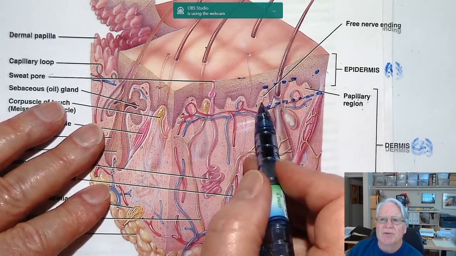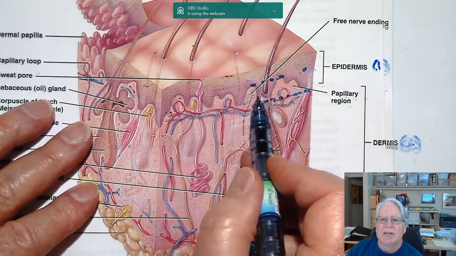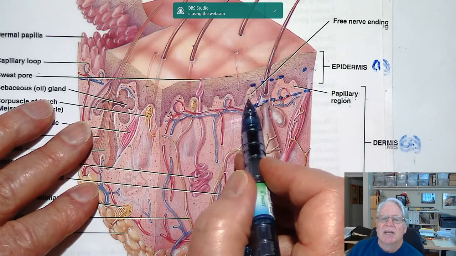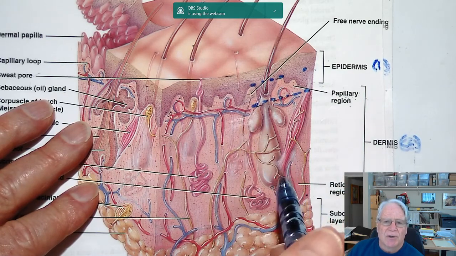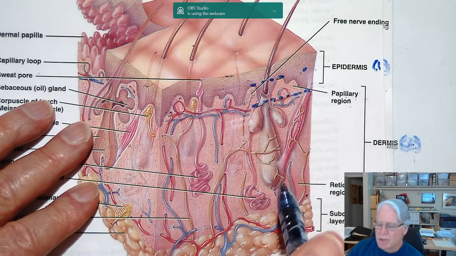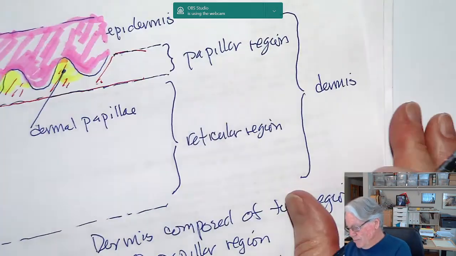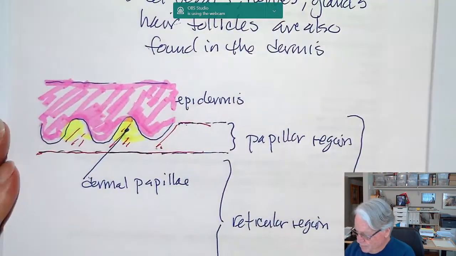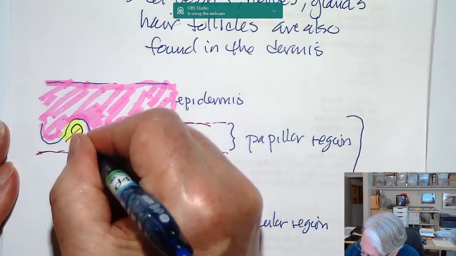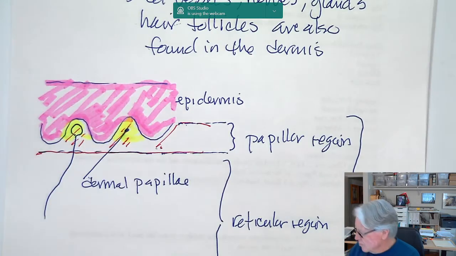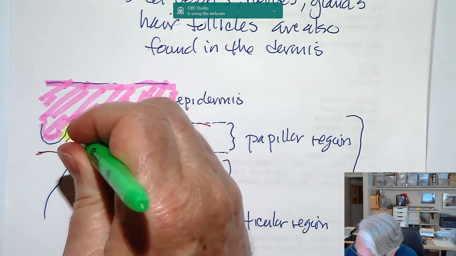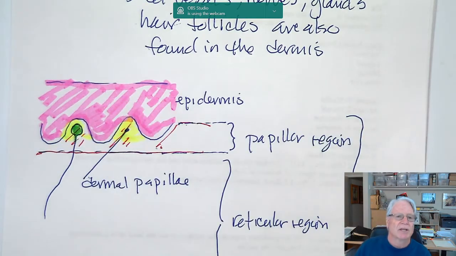And we also have these free nerve endings. And since we're looking at this picture, we're going to talk about these so-called free nerve endings. Those are also, of course, connected to the nervous system. So let's go back to our drawing, and we can insert those structures. And let's just paint that baby green. Okay, and that is going to be my corpuscle of touch.